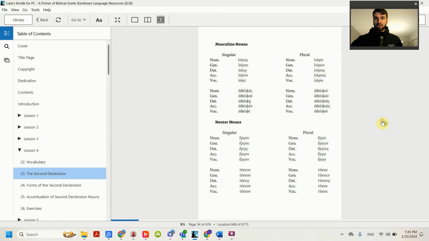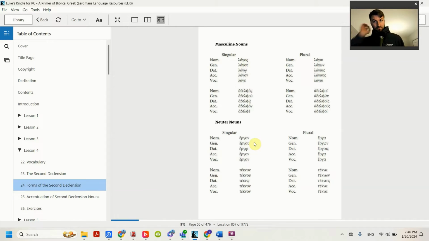So we come over here, and it gives you the charts for the second declension. What makes the second declension different from the first declension is you have the omicron as the ending letter in the form. And so both masculine and neuter have the omicron, although the endings at the end are a bit different. So you can see those there. So you'll need to memorize these. These are important.